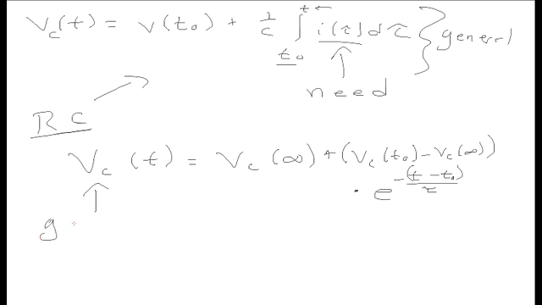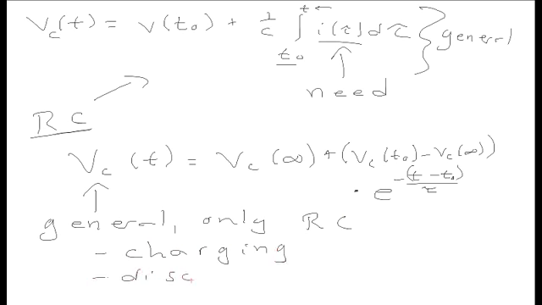It is a general equation, but only for RC circuits. It handles these two cases, and that's why it's general. Charging and also discharging. It handles both. Typically, in discharging, Vc of infinity is 0. Although that may not be entirely the case depending on how the circuit is set up. In charging, we need to think about both of them.